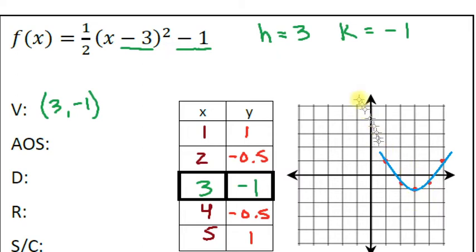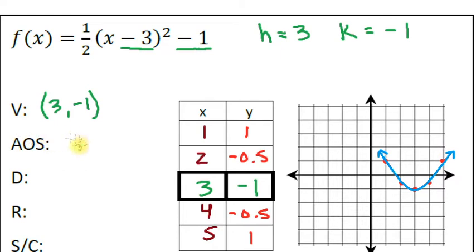That's close enough. Not perfect, but you get the idea. Let's put arrows on it. There's our parabola. Let's go ahead and figure out all the other values.